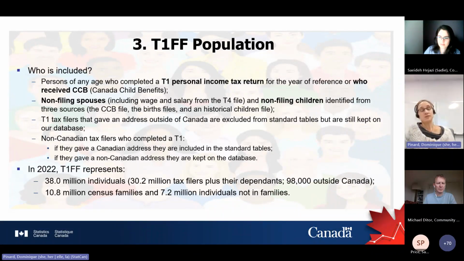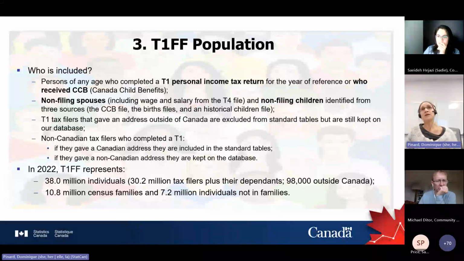There's also additional information available through these files that allows us to identify the non-filing spouses, so spouses who didn't file their taxes but had some activities or were married to a tax filer or in common law with a tax filer, and non-filing children. For non-filing spouses, most of the information comes from the tax form of their spouse and their T4 slips when available. For non-filing children, it comes from the CCB file, the Canada Child Benefit file, the BIRD file, which comes from another division within the agency, and the historical children file, which is basically a list of potential children that the TIF has identified over the years.